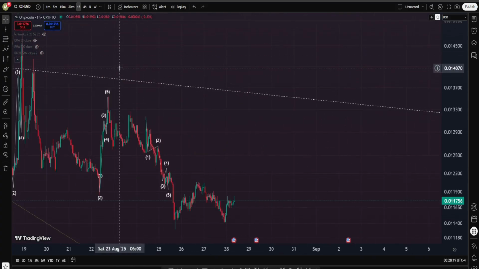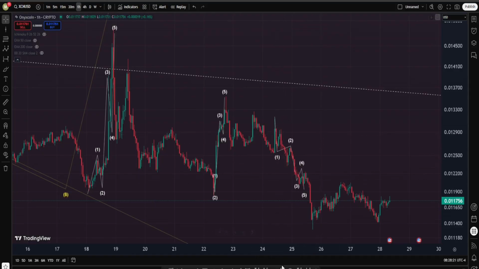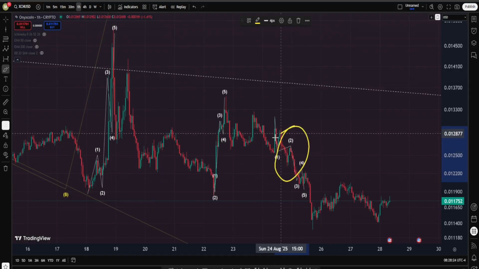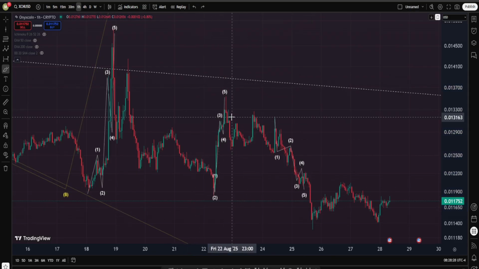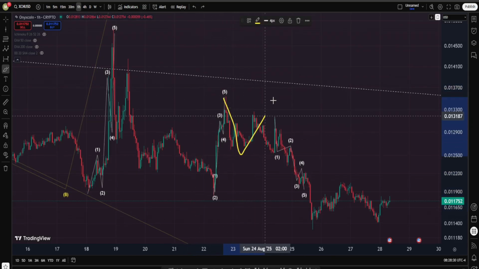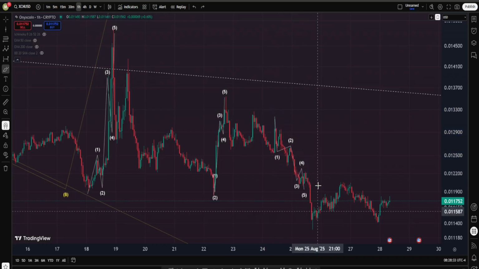Why? If you remember, the last time we talked about XCN, we were around these areas, and the idea was that okay, this can be a 5-wave up, followed by maybe a correction down in the form of an ABC zigzag.